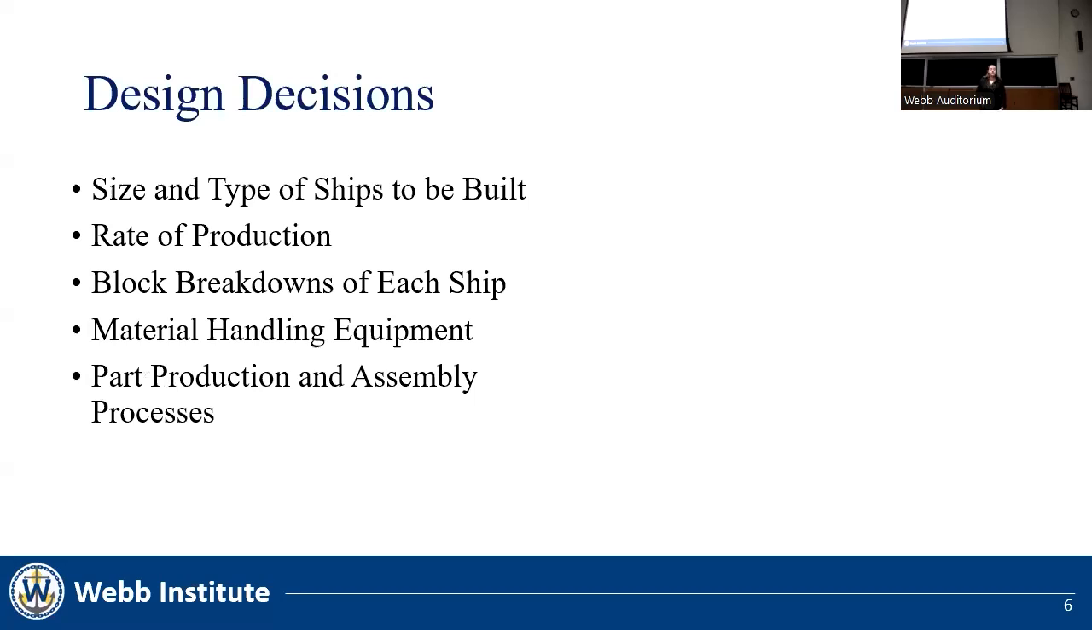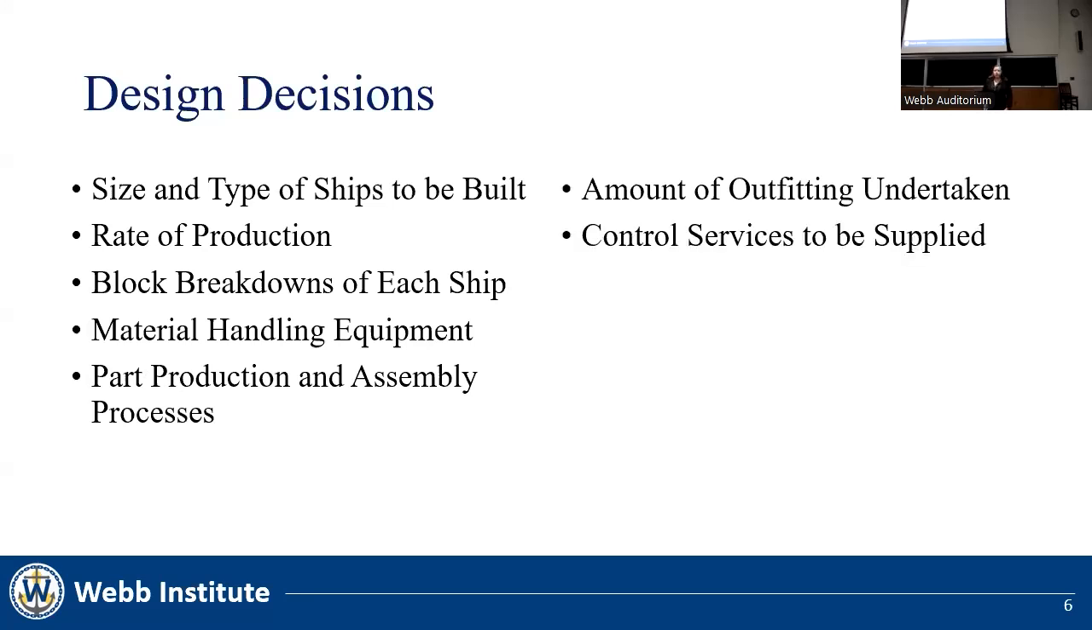Along with this, the part production and assembly processes used to actually construct the ship will determine the type of facilities needed. Additionally, the shipyard needs to determine how much outfitting is going to be undertaken at the yard itself as opposed to an offsite facility or by a vendor. Control services are what makes sure that the ship that is designed is the ship that is actually produced, and the shipyard needs to determine what those will be. Additionally, the final decision that needs to be made is what administration facilities are required to have the shipyard run smoothly.